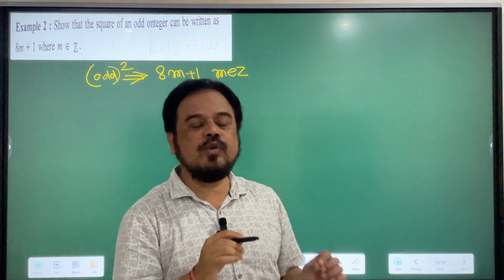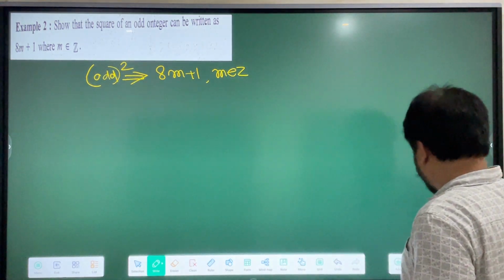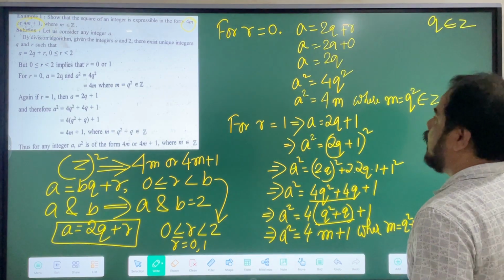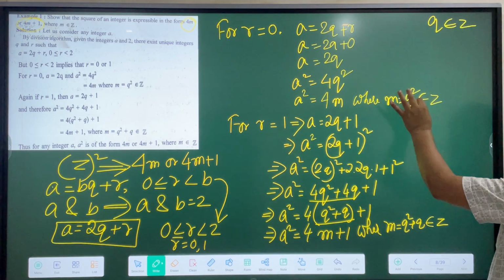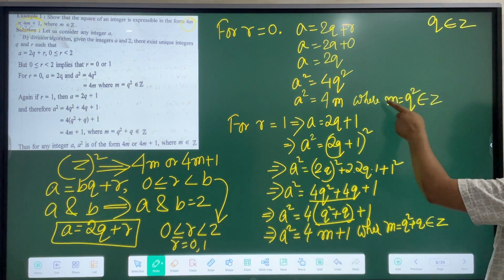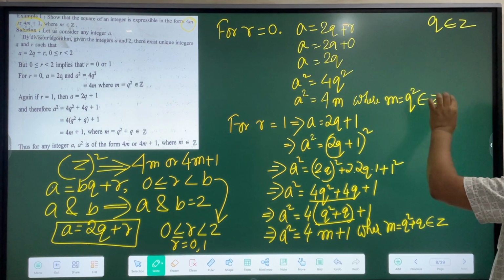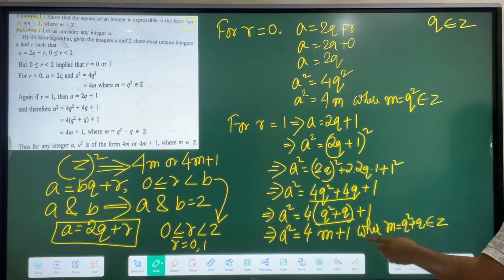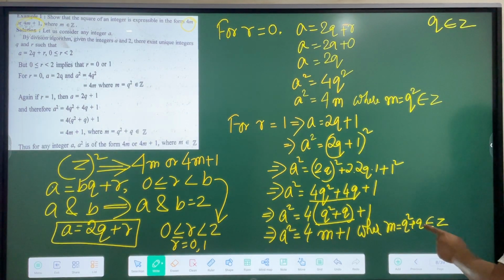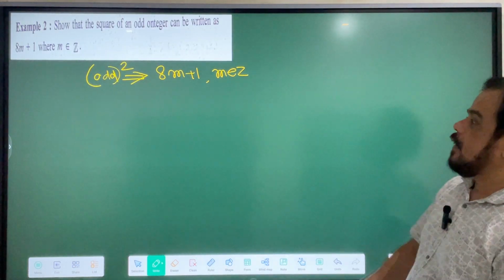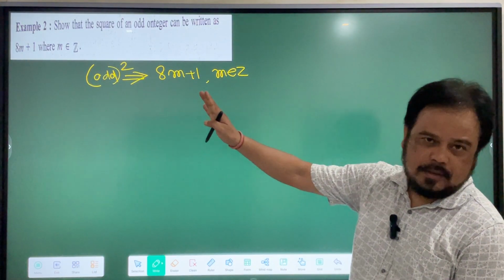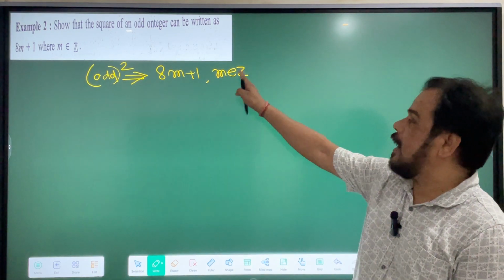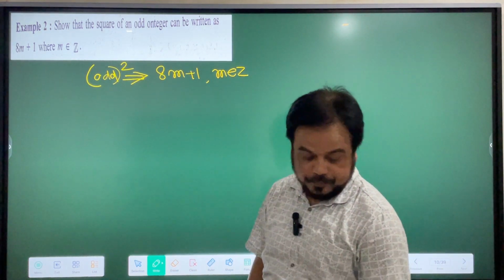Whatever in place of m we write, like the previous sum, in place of m we had written q square. So m belongs to Z. Why does m belong to Z? Because q square is an integer. Here also, whatever in place of m we have written must be an integer. Why is m here also an integer? Because q square plus q is also an integer. Here in place of m, whatever we write, m must be shown to be an integer.